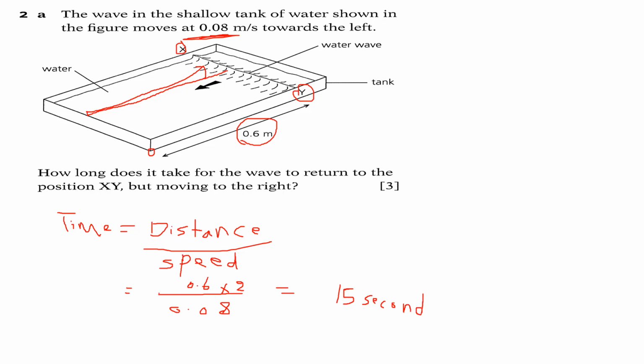Again, I'll explain it. Here you have this tank, it has water in it. This water, there's a wave in it. This wave, it will move in this direction and it goes back by this direction. Now, the speed of this wave is 0.8, okay? And the distance from this point to the end of this tank is 0.6.